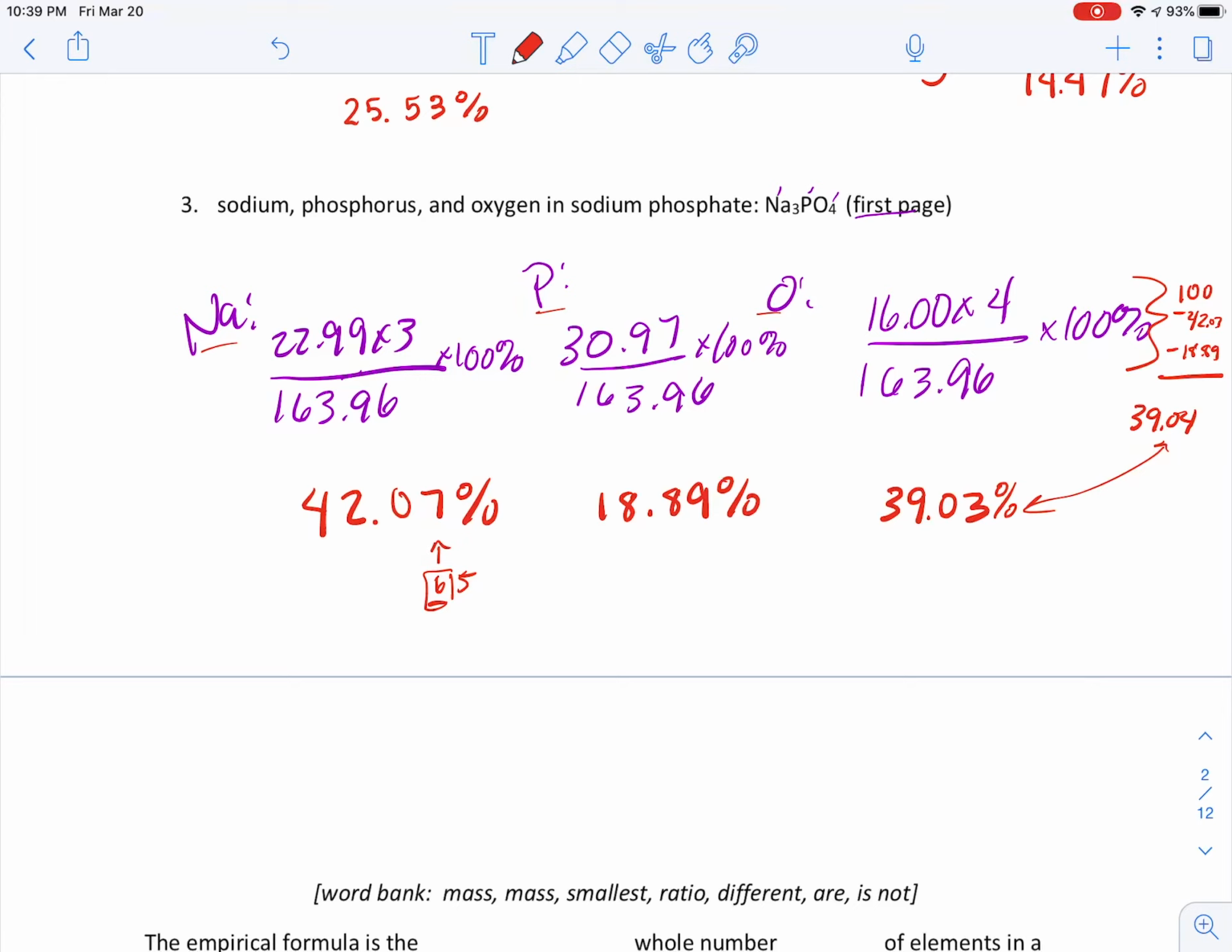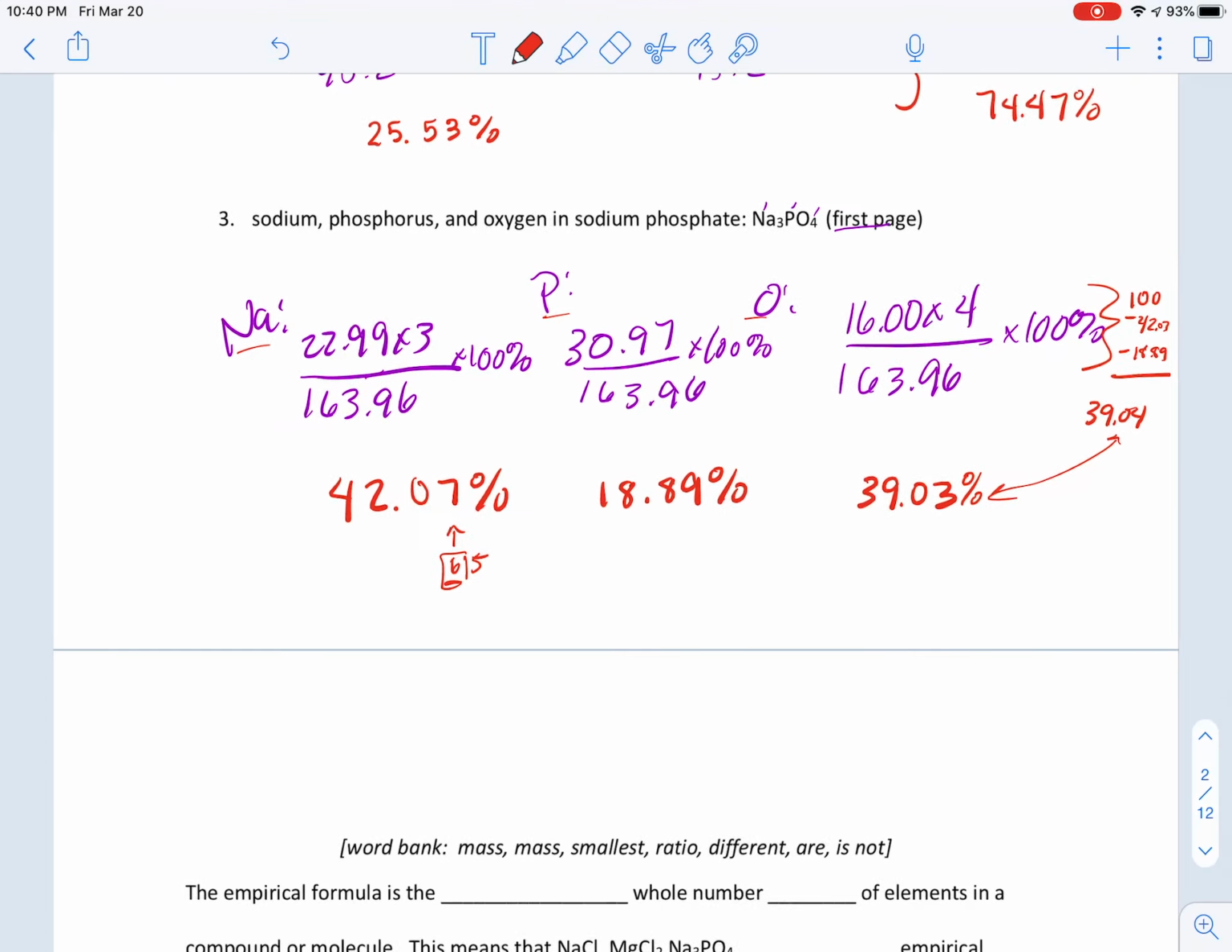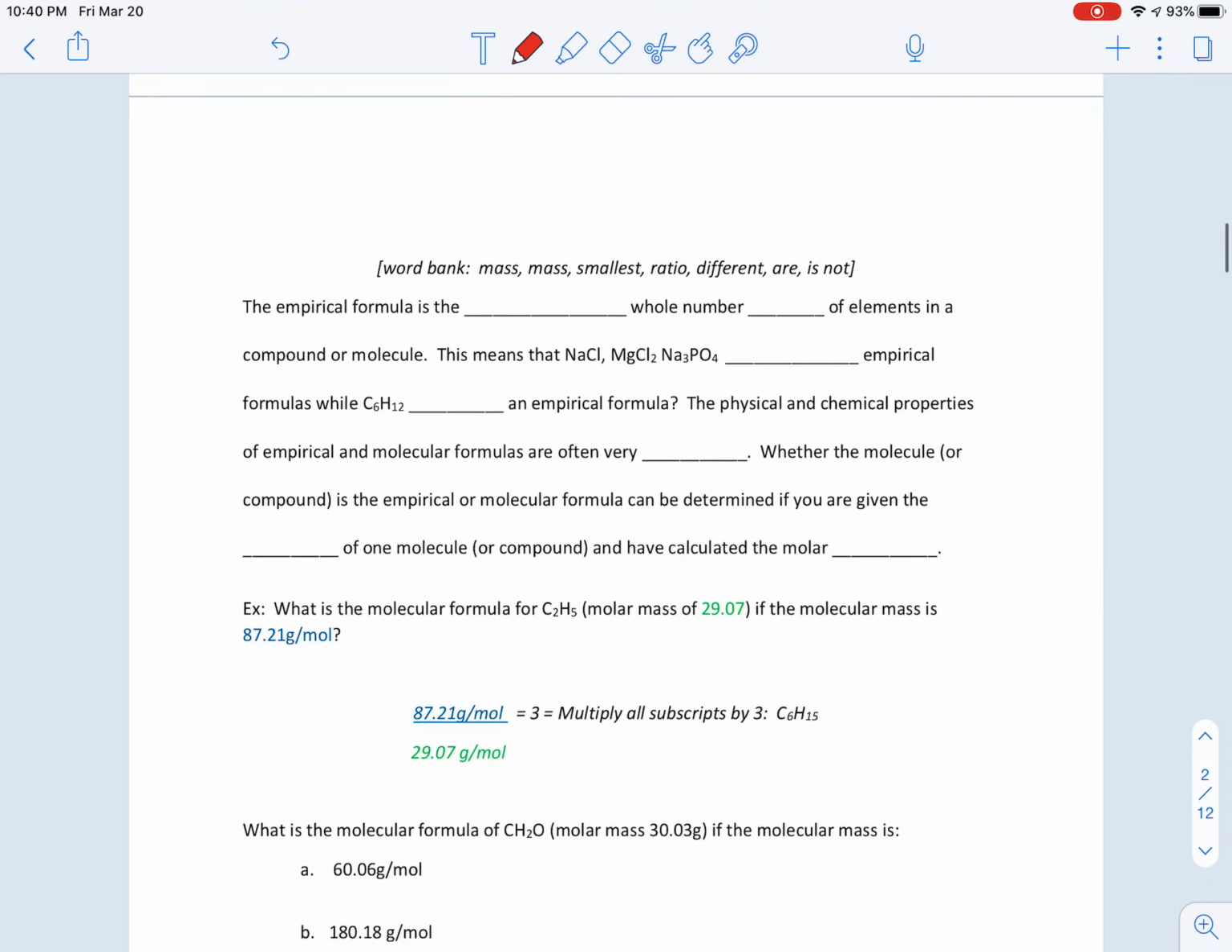Again, we aren't getting super picky about this. This is Gen Chem. You are not trying to submit some kind of data for a national research paper. If you get 39.03, 39.04, you get something very, very close, then that's totally fine. And do make sure your numbers add up to 100, approximately. So you don't want them to be way off. So that's that one.